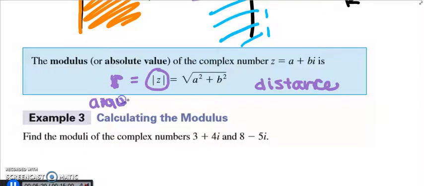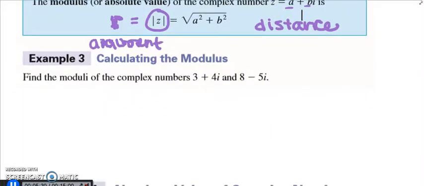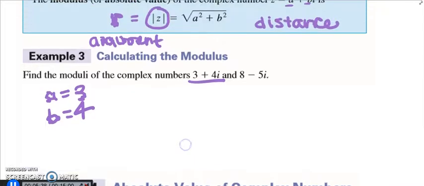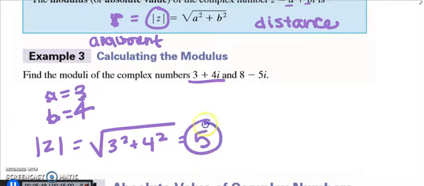Sorry, I have no clue why it's writing like that. This is our argument. So remember, we take our A and our B, we're not going to use our I. So for the first one here, A is 3, B is 4, and we're just going to do Pythagorean theorem. So our modulus is going to be 3 squared plus 4 squared, which you should recognize as the 3, 4, 5 triangle. And that's our modulus.